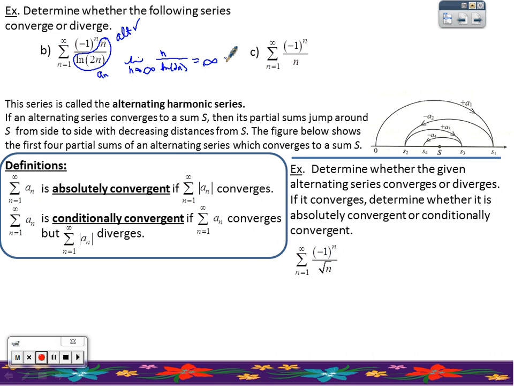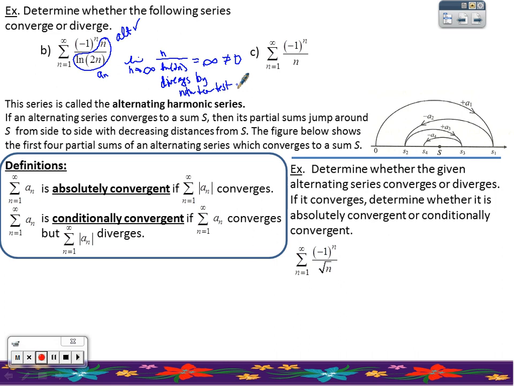So even if this was decreasing in magnitude, that's not going to help us, is it? Because the limit is infinity. Now, that means that this alternating series diverges, right? But, so that's not 0. So that diverges, but what is the alternating series diverging by? By the nth term test. This diverges by the nth term test. Okay?